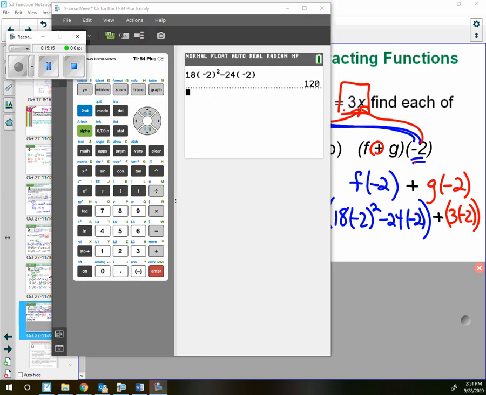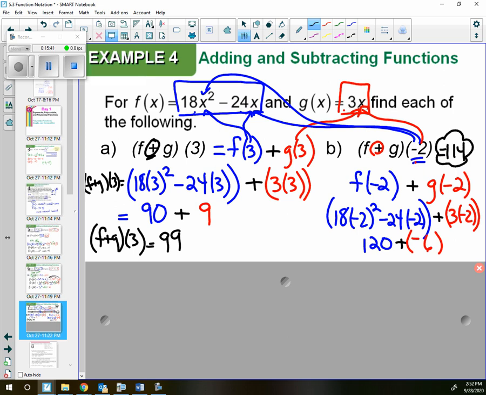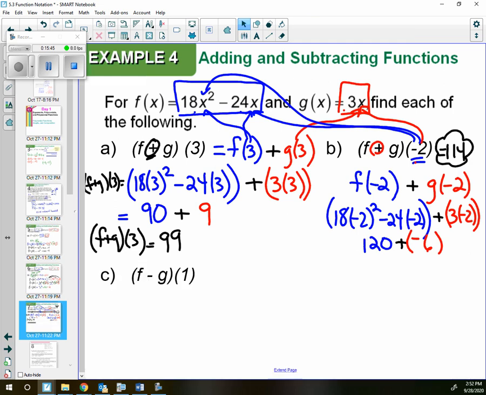All right, so I plugged in negative 2. It looks like I got 120. Double check and see if that's the same calculation as what you came up with. So 120, and then we are adding that to 3 times negative 2, which would be negative 6. So 120 plus negative 6. So that would be down to 114. So 114 would be your final answer for that. So when you're doing a function notation evaluated at a particular number, we're just plugging that number in.